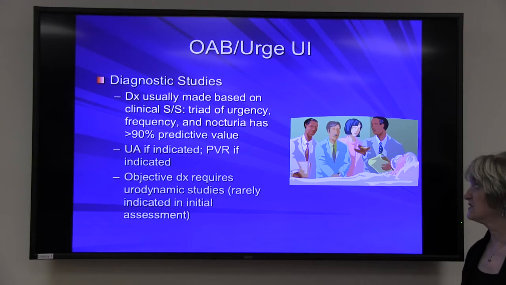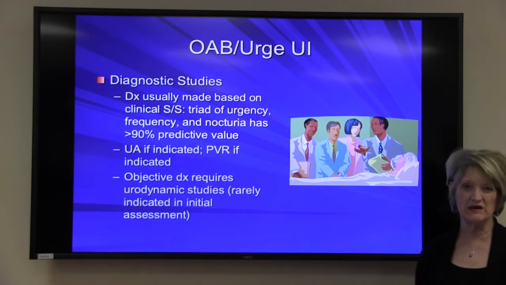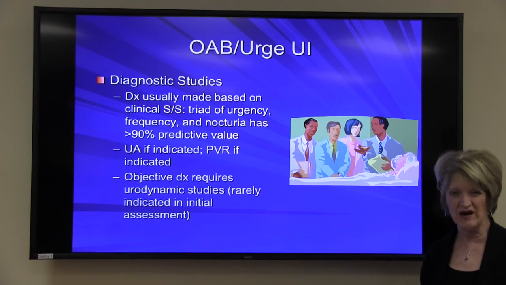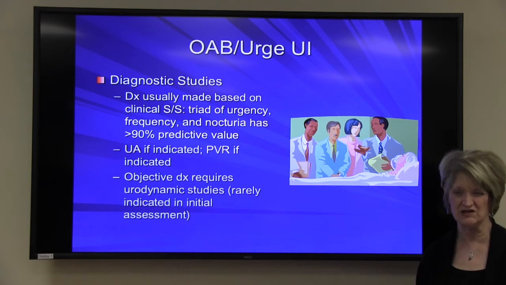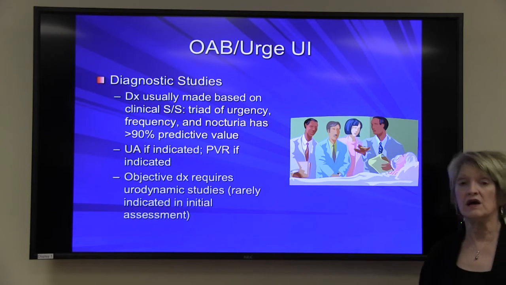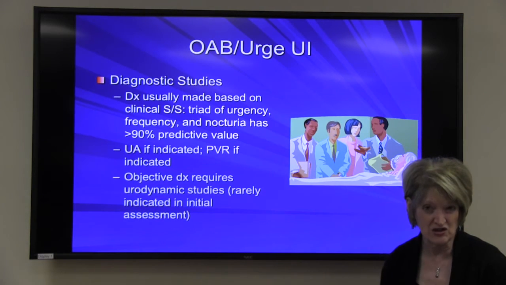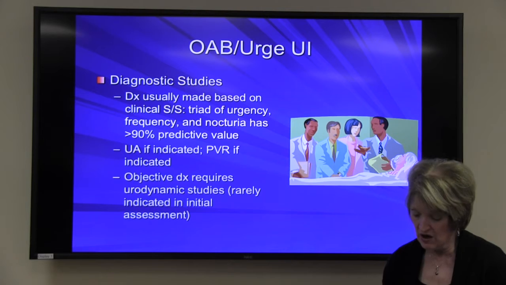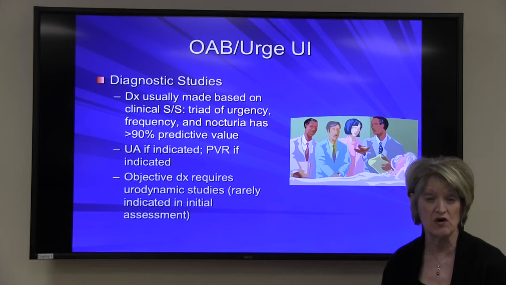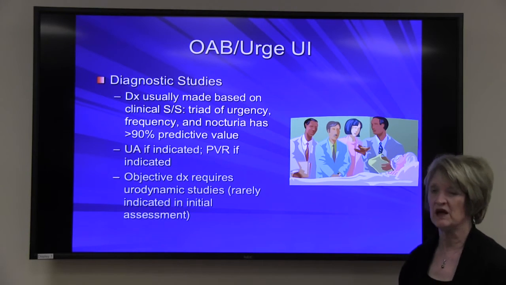What about diagnostics for overactive bladder and urge incontinence? Well, usually we diagnose overactive bladder on those clinical symptoms. If you have that triad of frequency, urgency, and nocturia, we've already said, very high predictive value. Yes, you're going to do a urinalysis if indicated to rule out infection, to rule out leukosuria, to rule out hematuria. You're going to do a post-void residual if you have any reason to be concerned about retention.